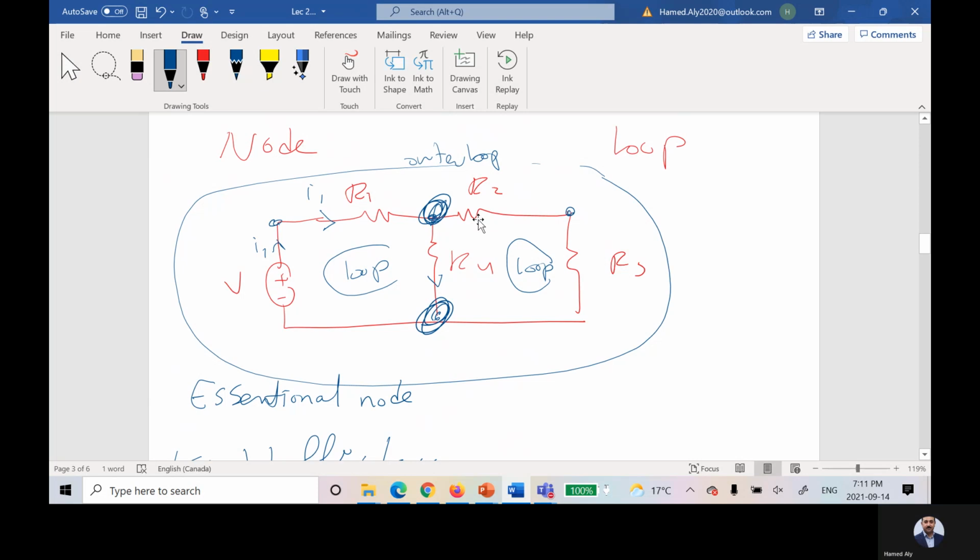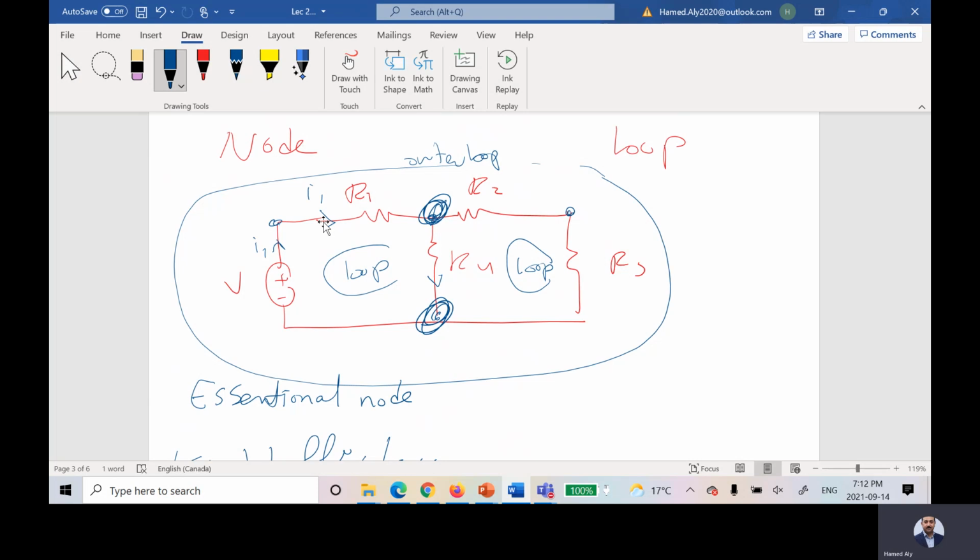Why did I assume that direction for the current? Assume anything as you like, whichever you like. What if I solved the problem, calculated the current, and found the current is equal to a negative value? There is no problem. It doesn't mean my solution is wrong, but it means my assumption that the current goes in that direction is wrong.